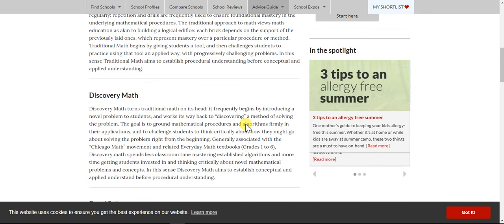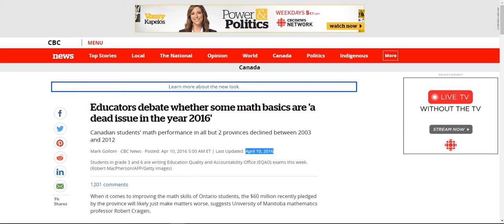Discovery math turns traditional math on its head. It frequently begins by introducing a novel problem to students, and it works its way back by discovering a method of solving the problem. The goal is to ground mathematical procedure and algorithms firmly in their applications and challenge students to think critically about how they might go about solving the problems. Sure, right, whatever. Except that it's horribly confusing and really, really ineffectual for teaching math, which is what we're trying to do.